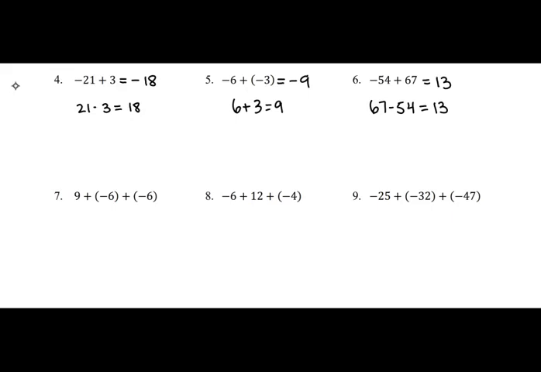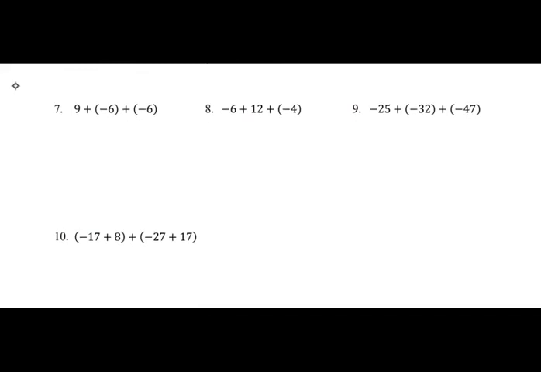Now we're going to look at a little bit more complicated cases where we have more than one operation. When you do those, you do them from left to right. You do the first two numbers, find the answer, and then do the next number. So the first thing I'm going to do is look at these two. I'm only going to do 9 plus negative 6. 9 is a bigger value than 6, so the answer is going to be positive. 9 minus 6 is 3.